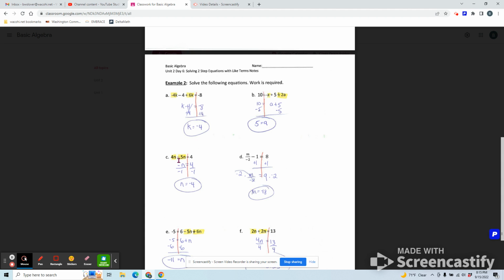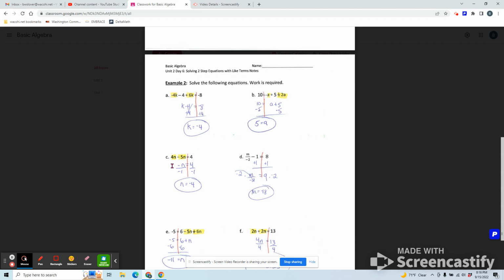When I combine them, I get 4 minus 5. I have to take that sign with it. 4 minus 5 is negative 1, or negative n. If you want to write negative 1n, that's fine. And then on the right side, I only have a 4. So I don't have any like terms over there to combine. So I'm at negative n equals 4. Well, that negative n, we've seen that before. Negative times a variable is what it's saying. So negative 1 times n equals 4.